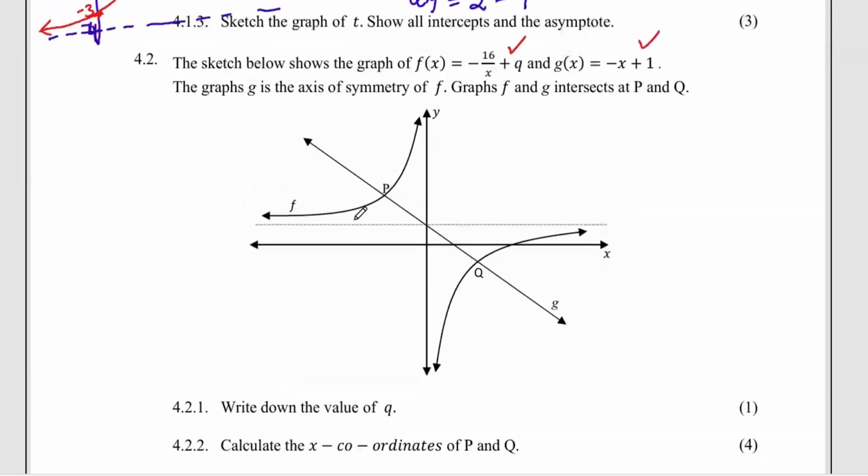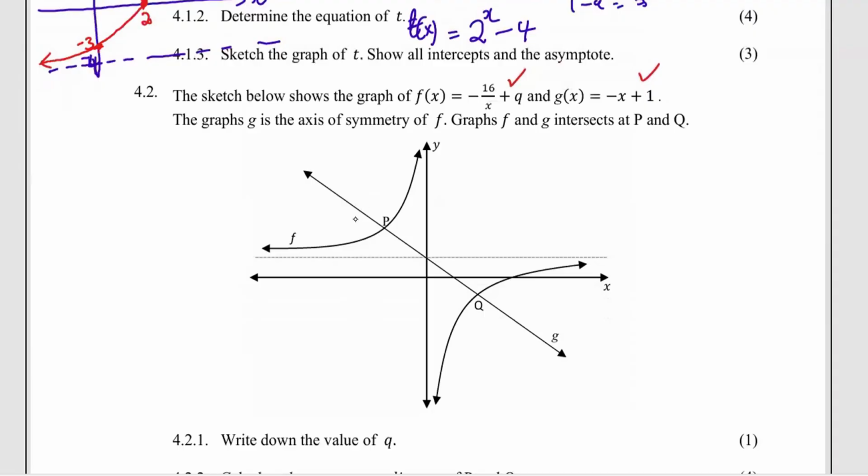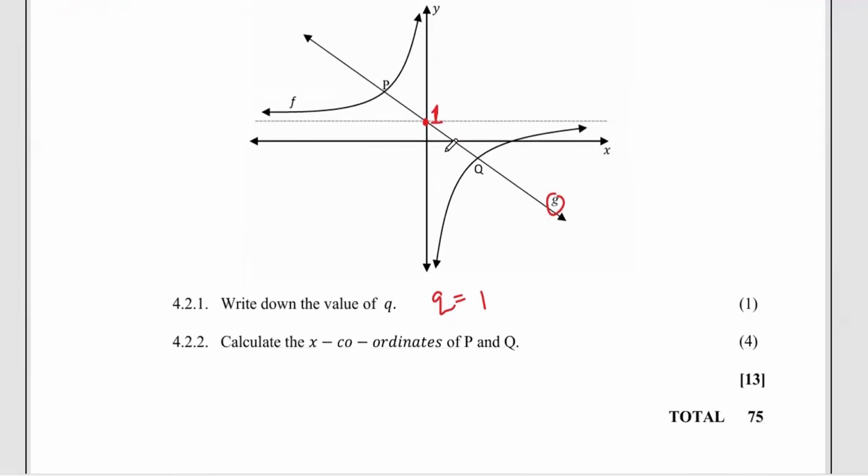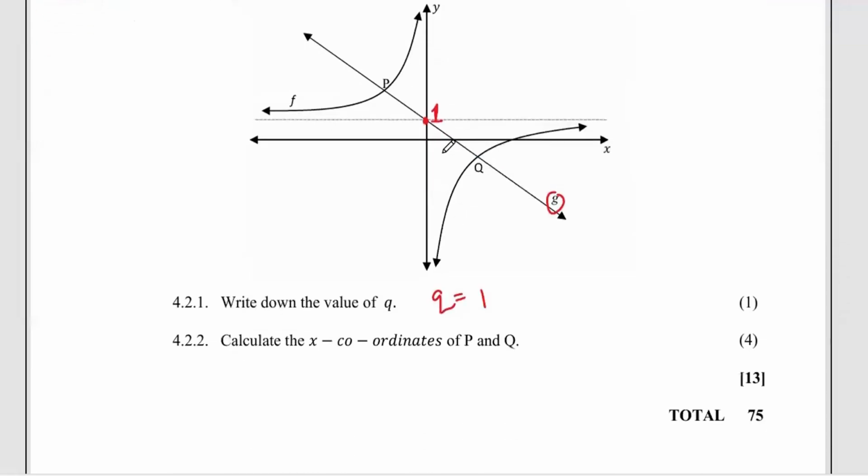Okay, they want us to get the value of q. So we know that this q represents the asymptote. Okay, and this asymptote is also the y-intercept of g, as we can see that this is the y-intercept. So q is going to be just a 1, since this q is also the y-intercept. All right, then they want the x-coordinates of P and Q. So P and Q, that's where the two graphs are meeting, and we're going to equate both graphs, okay?